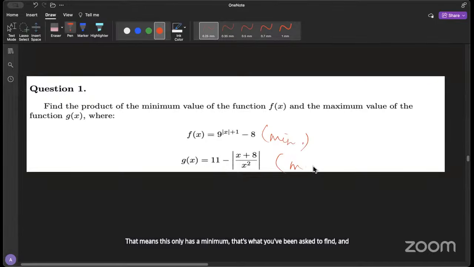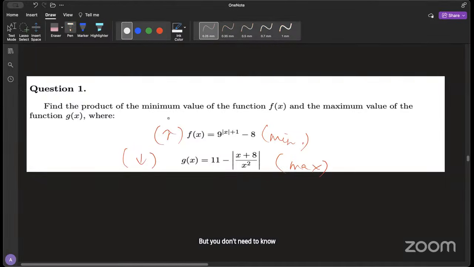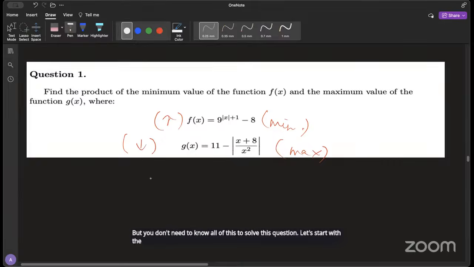And this only has a maximum, because this is a decreasing function. This is an increasing function. Increasing functions only have a minimum. Decreasing functions only have a maximum. That's the first thing, but you don't need to know all of this to solve this question. Let's start with the solution.